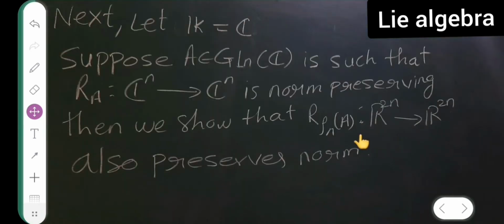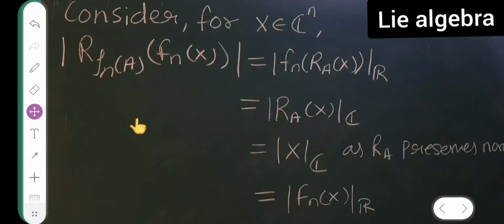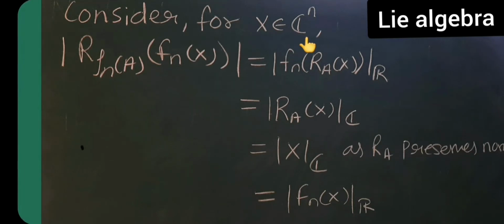So here, if this RA can preserve the norm, then this also can preserve the norm. We have to, okay? So I hope you all understood this part. Then consider x belonging to Cn. Now I have to consider that x belonging to Cn.